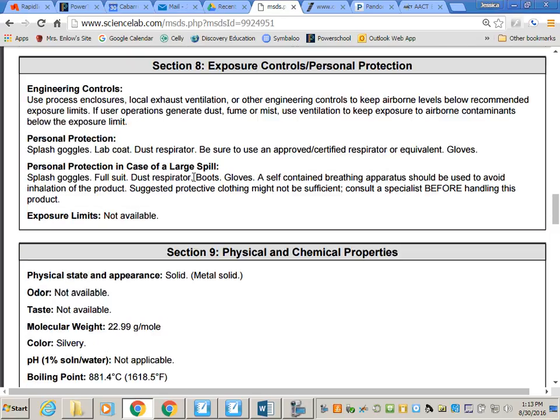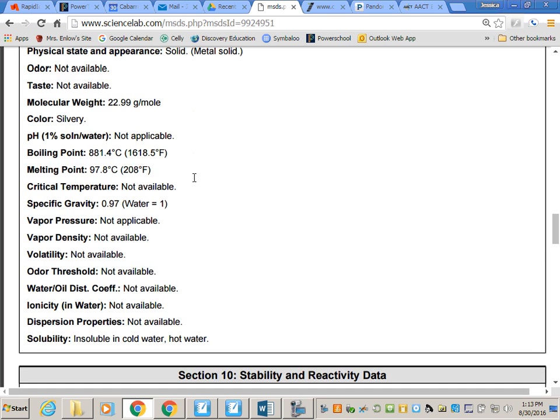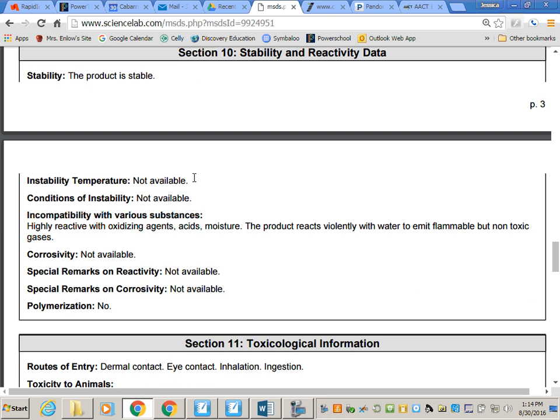But oops, section 8. That's not the section I'm looking for. Section 10. They're pretty consistent on every single sheet, but sometimes they're a little different. So, stability and reactivity. Is it stable? Yes. Is it reactive? It doesn't say it's corrosive, it says it's highly reactive with oxidizing agents, acids, and moisture, meaning water. So if you have other acids in your chemical storage, do you want to put this next to acids? No. So I'm just showing you how to read these. Does that help a little bit?